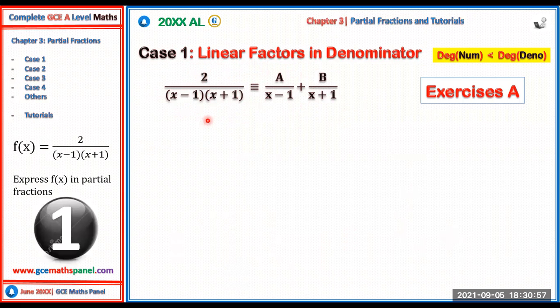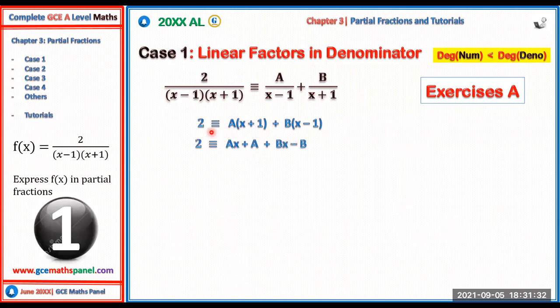On the left-hand side, we will be left with 2. On the right-hand side, we will have a over x minus 1 times this LCM, we will be left with a into x plus 1, and b over x plus 1 times this denominator, we will be left with b into x minus 1. From this step, we can solve for these constants a and b by equating coefficients or by the cover-up method. We are going to look at both of these methods. So we start by equating coefficients.